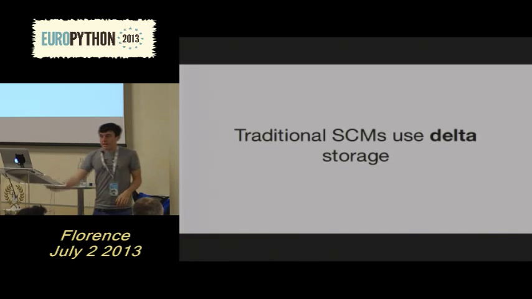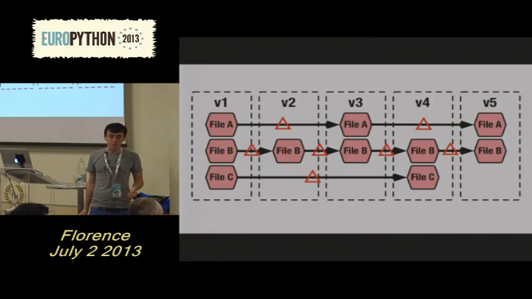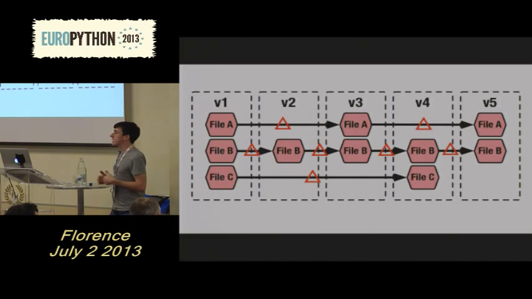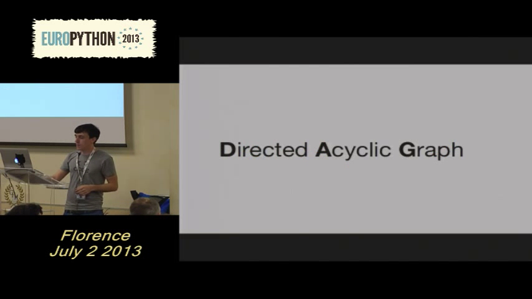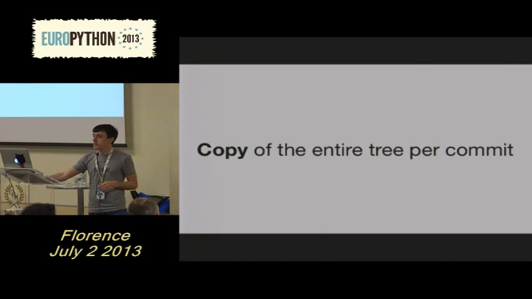So in a traditional SCM like Subversion or others, they use delta storage. They store the differences. Only these lines of file A changed, only these lines of file B changed, let's just store that. And it sounds like it's more efficient. In Git, we actually make a copy of the entire tree.